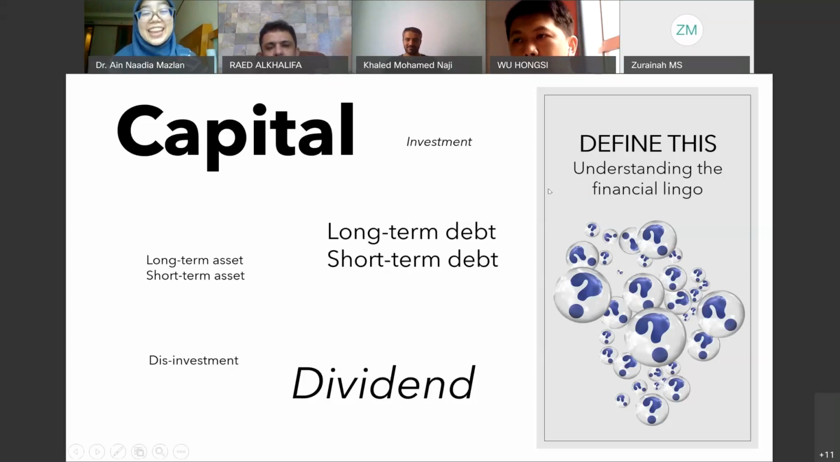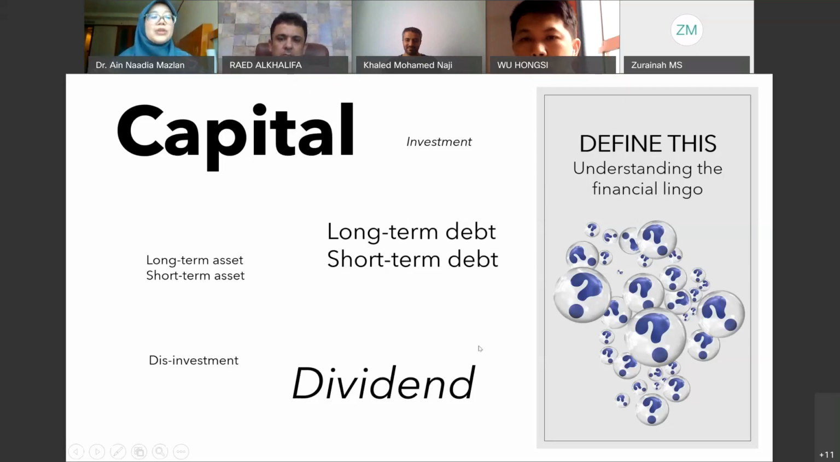So that is the difference between long term and short term in finance. So we also have dividends. What is dividend? Dividend is the money that you're going to pay to your investor. Let's say you are doing an investment and you are going to get an investor, people who are going to give you money so you can do your business or your projects.